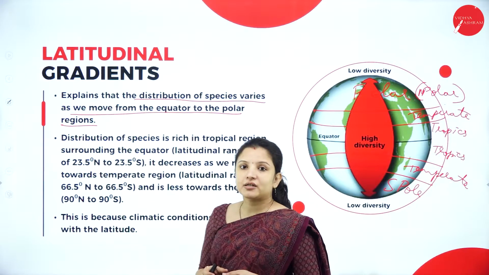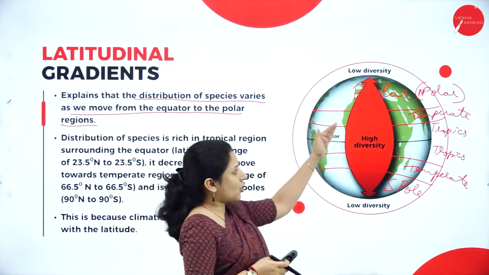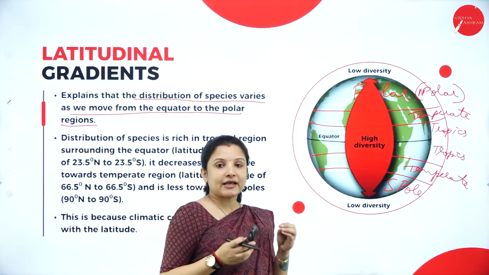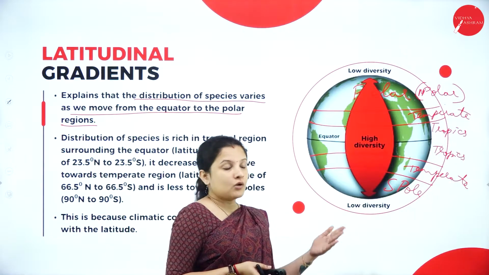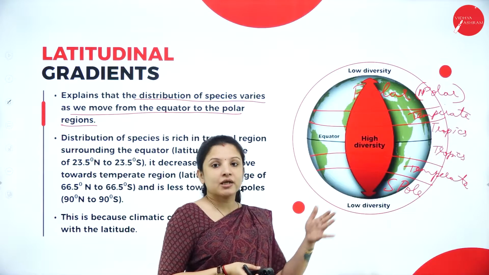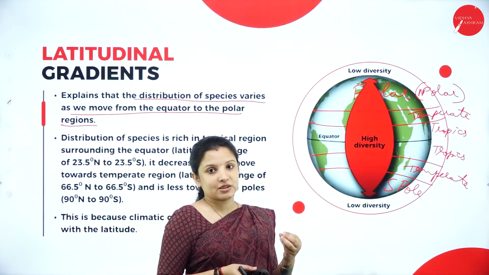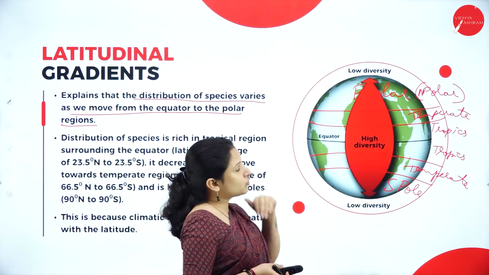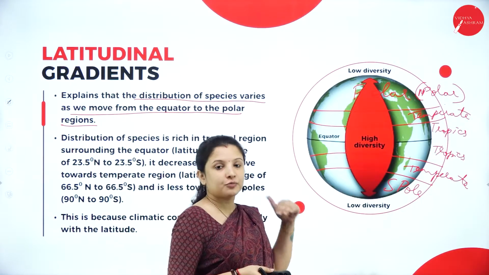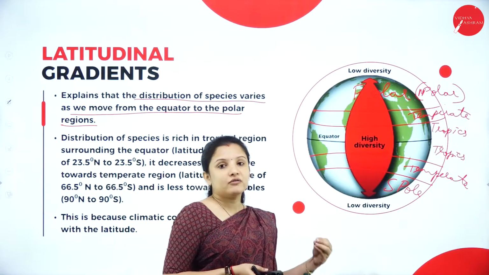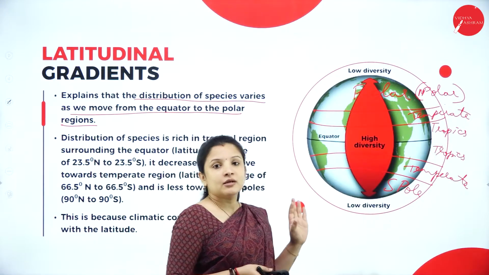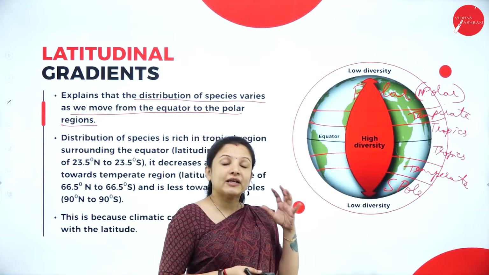So in the equator, from the equator to the tropics, both towards the north and the south, the plant and animal species is more. When we move towards the temperate, the diversity of plants and animal species is less when compared to the tropics. And as we move towards the polar region, that is the North Pole and the South Pole, which is always ice capped with glaciers and all that, there the diversity of species is very, very less.